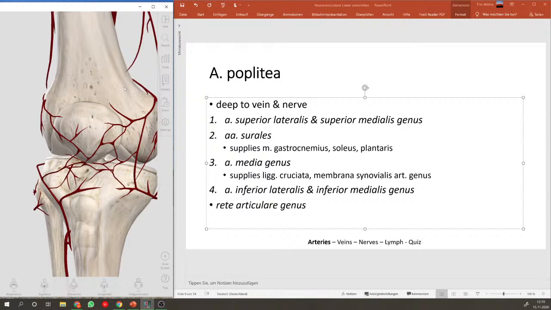So membrana interossea cruris is a fibrous membrane spanning between the interosseous margins of the tibia and the fibula, and the anterior tibial artery will run anterior to this membrane, further distally. Now, it has recurrent branches, so an anterior and posterior recurrent branch.